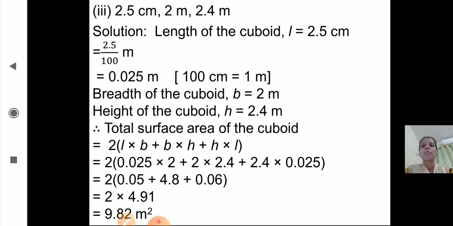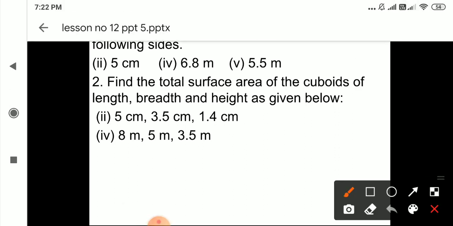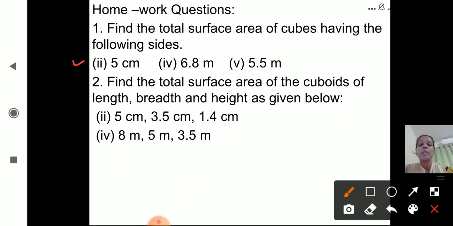Now write down, these are the homework questions. In question number 1 we have completed first sum and third sum. Rest all these three sums are for homework. So please write down these questions. Question number 1, find the total surface area of cubes having the following sides. Second one, 5 centimeter. Fourth one, 6.8 meter, and fifth one is 5.5 meter. Okay, everywhere it is same. Just now I completed question number 1, first and third sum. It is same like that only.